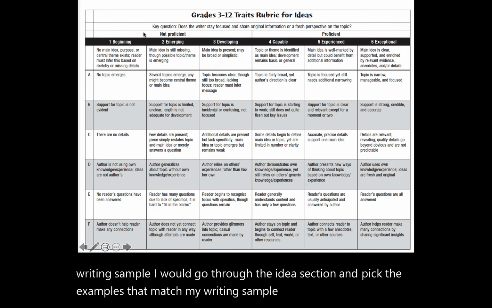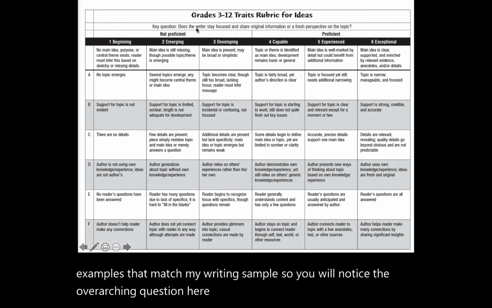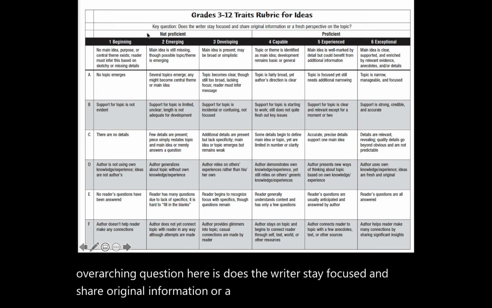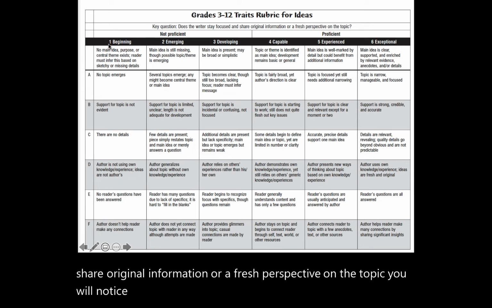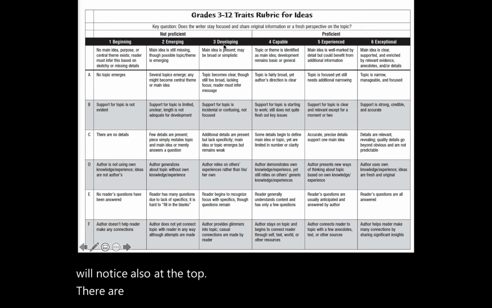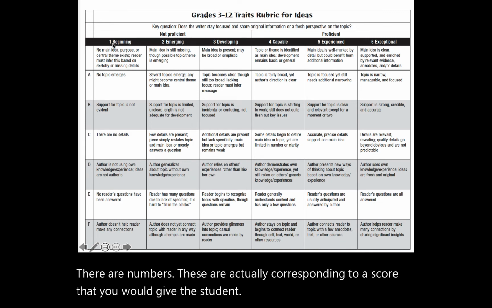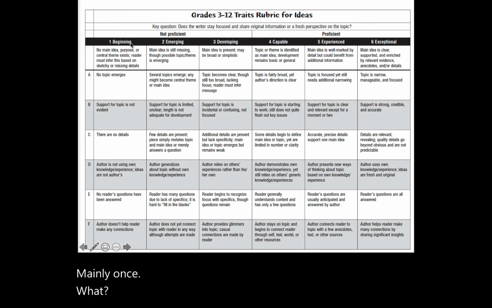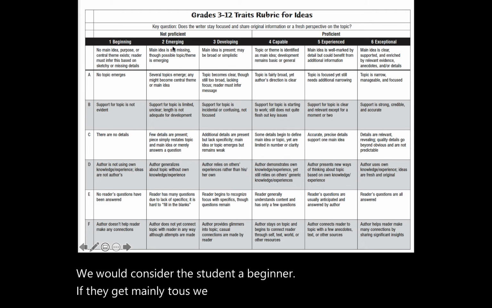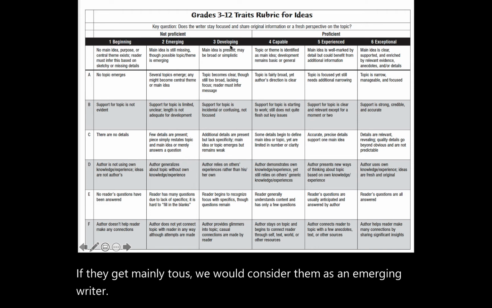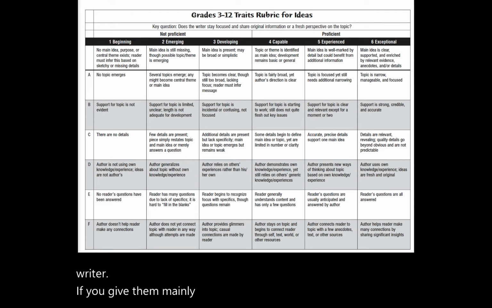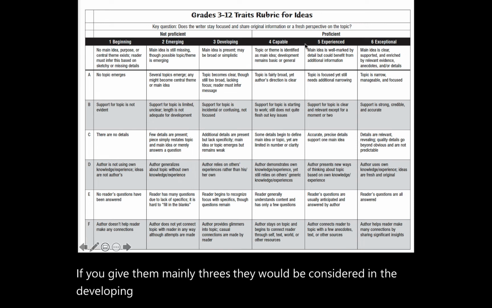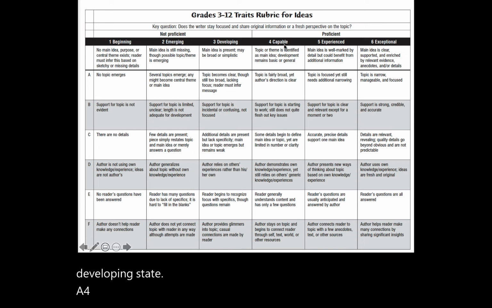You will notice the overarching question here is, does the writer stay focused and share original information or a fresh perspective on the topic? You will notice also at the top, there are numbers. These correspond to a score that you would give the student. Mainly ones, we would consider the student a beginner. If they get mainly twos, we would consider them an emerging writer. If you give them mainly threes, they would be considered in the developing stage. A four is someone that is a capable writer.